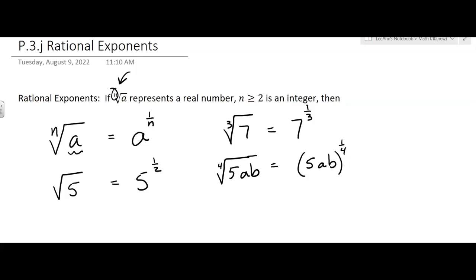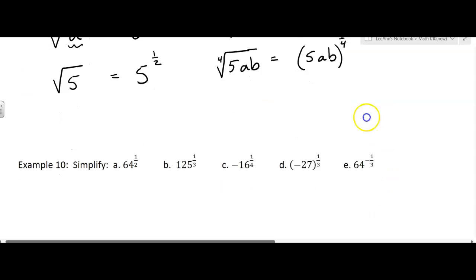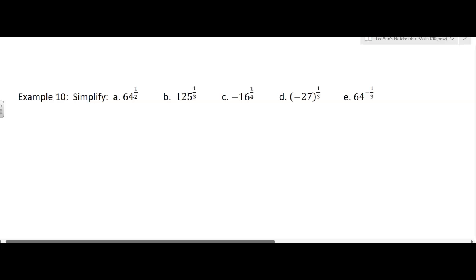Now you might be saying, well, why would I want to rewrite them? Like, why can't I just have the radicals? Because when we have it in an exponent form, we can use the exponent rules. So it can be really handy sometimes. But right now we're just going to practice changing the forms. So they asked me to simplify on these 5 problems, and each one's a little bit different. So we're going to take them one at a time.